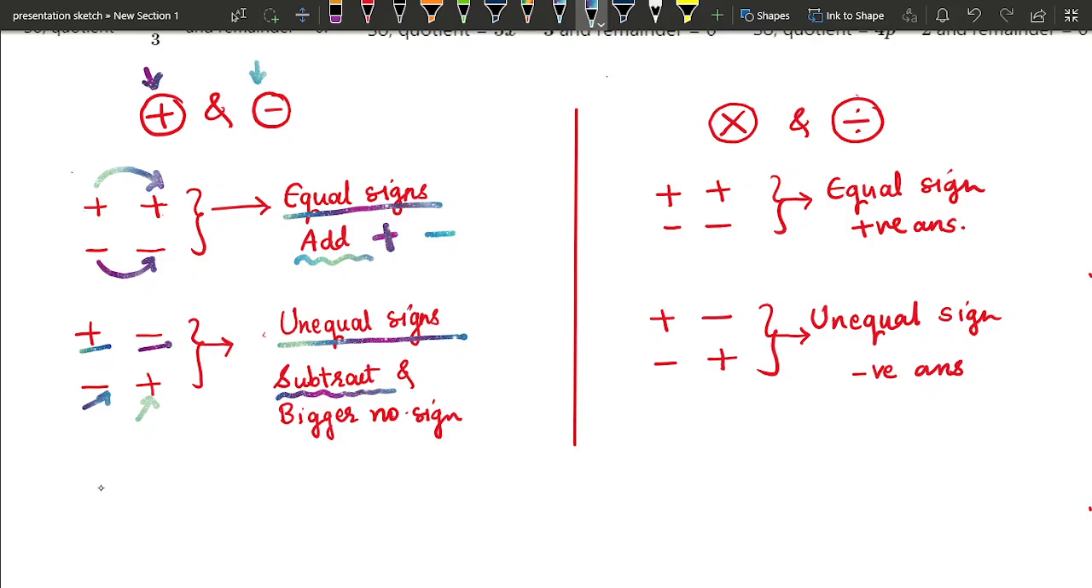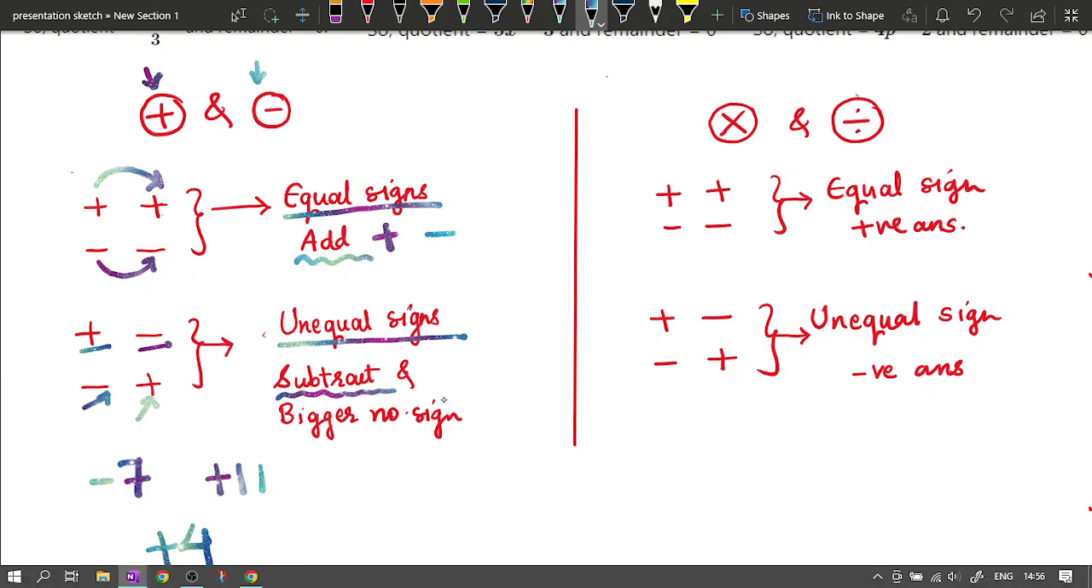For example, let me take these two integers, minus 7 and plus 11. Here unequal signs are present, isn't it? So we first find the difference. What is the difference between 7 and 11? Of course, the difference is 4. And what is the bigger number's sign? 11 is the bigger number and it has which sign? Plus. So your final answer should hold the sign plus. This is how we always do it.